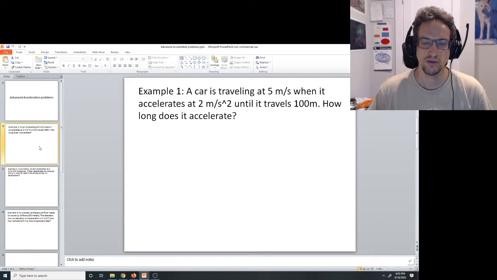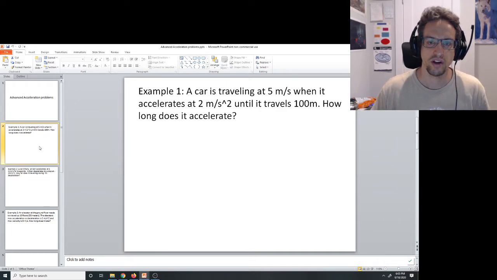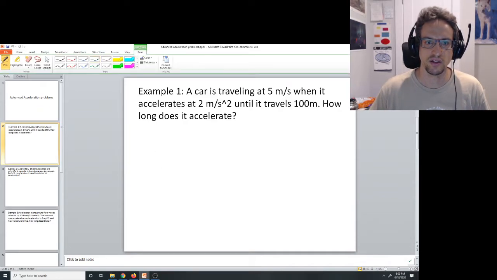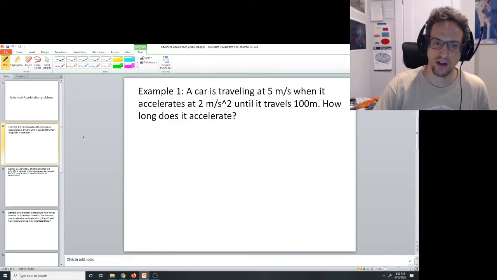So the first one here is a problem where I want to show you a different math way to solve it, when the more obvious math way becomes a little bit tricky for some people. Okay, so we've got a car traveling at 5 meters per second, and accelerating at 2 meters per second squared until it travels 100 meters. And I want to know how long does it accelerate. So how long? What time period are we talking about here?